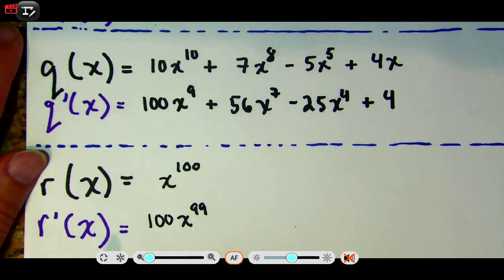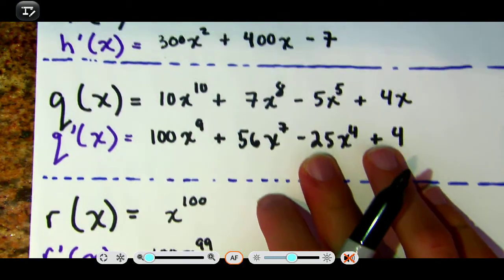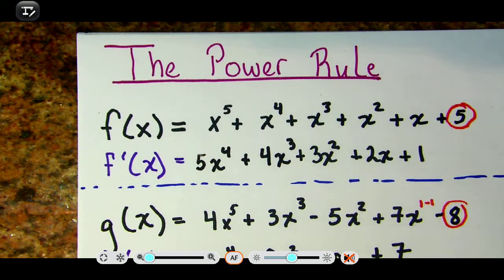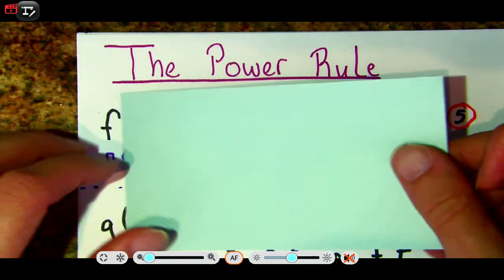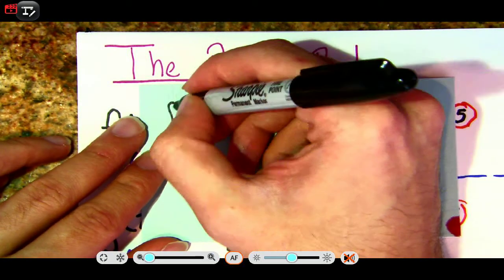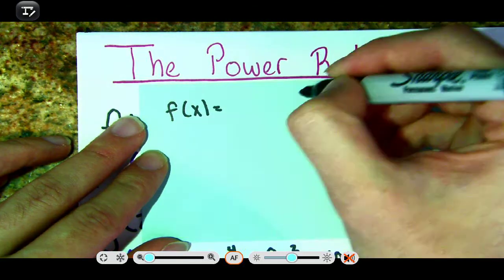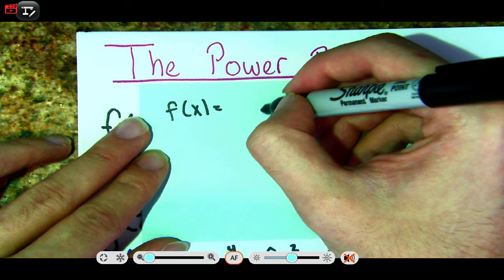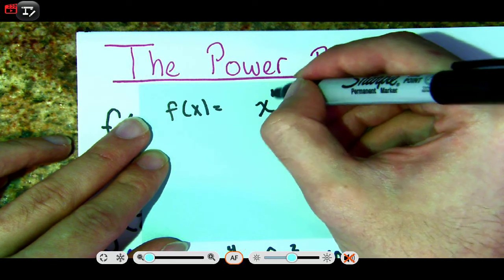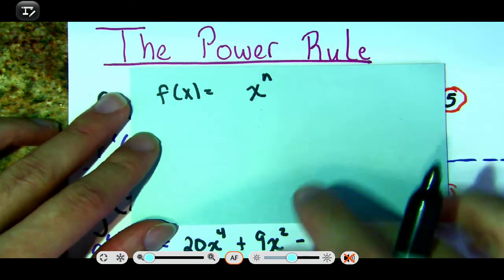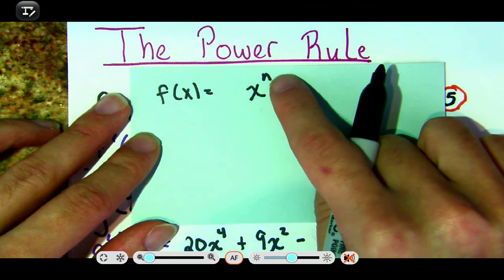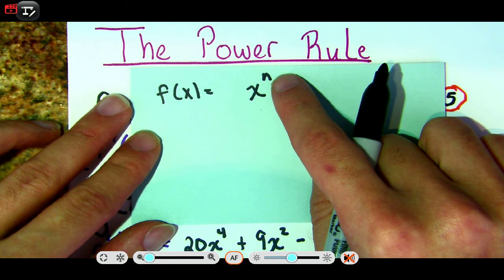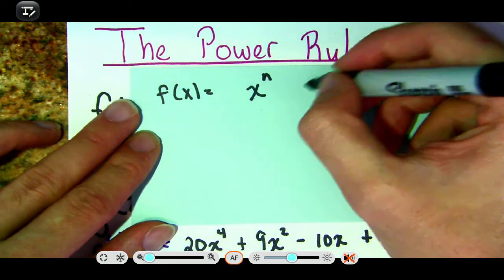Okay? So this little trick we call the power rule. Let me get one little sticky note right here. So if I have some f of x equals x to the n, where n is any whole number. I'm sorry, n should be any positive whole number.